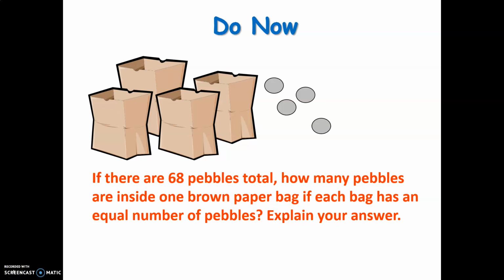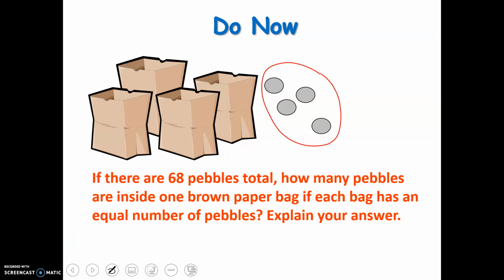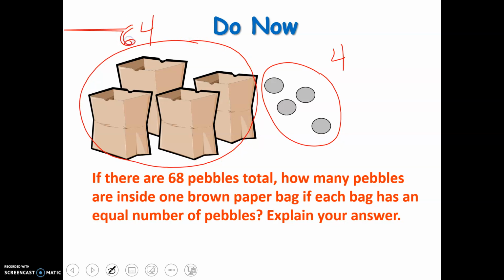All right, let's start today like yesterday, and let's consider the following problem. If there are 68 pebbles total in this picture, how many pebbles are inside one brown paper bag if each bag has an equal number of pebbles? We currently see that there are 4 pebbles outside the bag, meaning the remaining 64 pebbles must be inside these 4 bags. There are 4 outside. The remaining 64 must be inside.